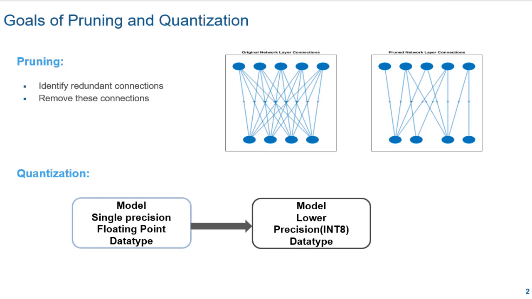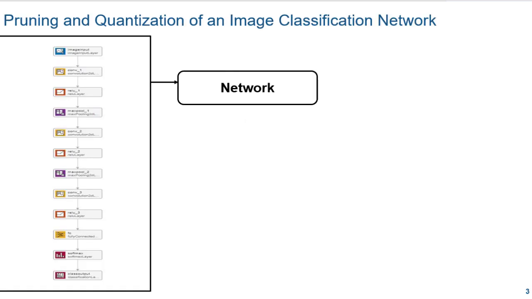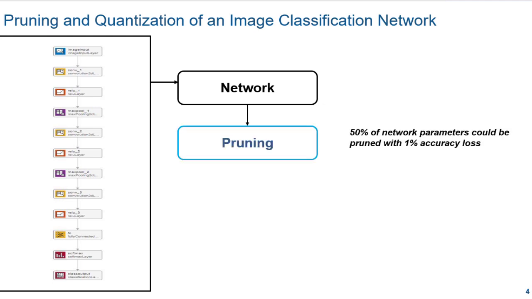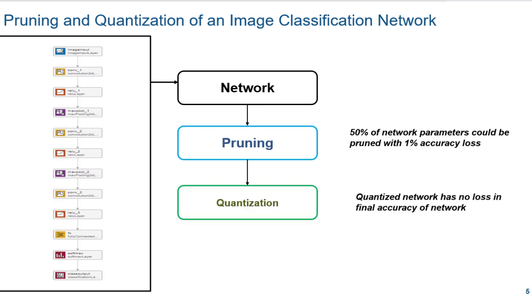Most deep networks in MATLAB are represented by single precision data types. Quantization converts these models to lower precision data types for speed and memory gains. A series convolution network trained to classify handwritten digits is used to apply pruning and quantization. 50% of the parameters could be pruned with 1% accuracy loss with no retraining involved. Pruned network quantization had no impact on quantized network accuracy.